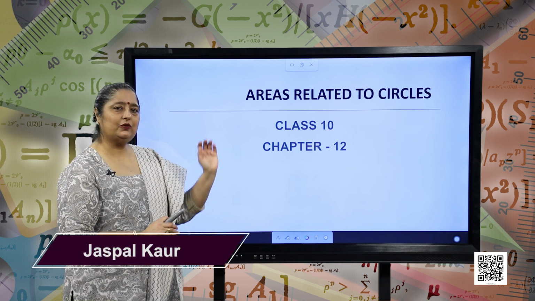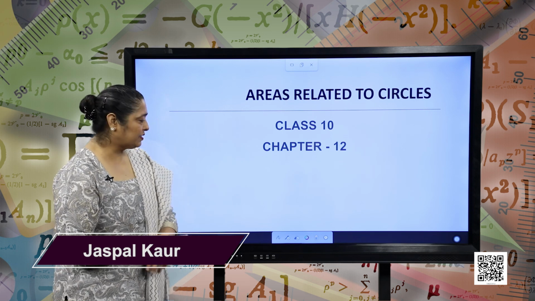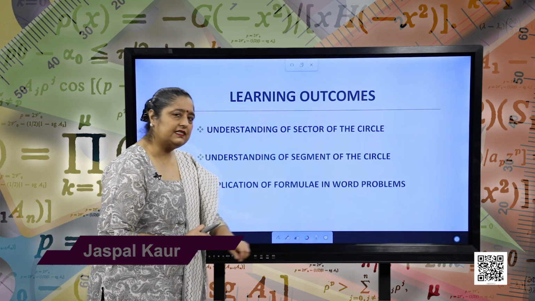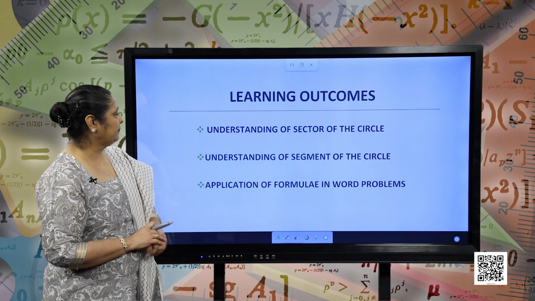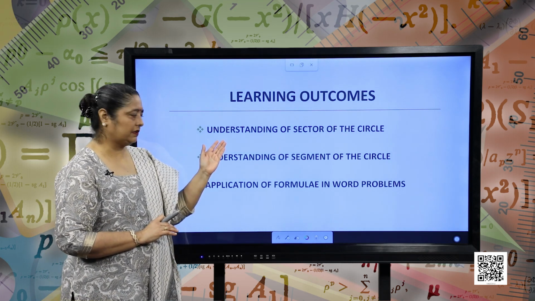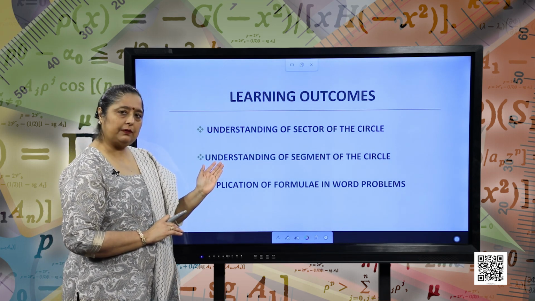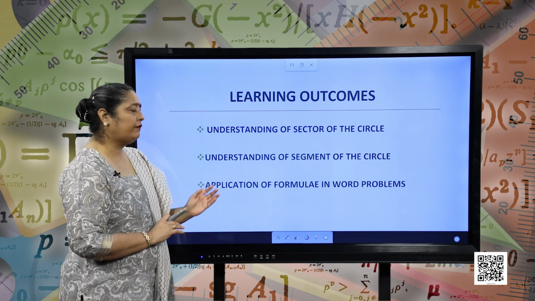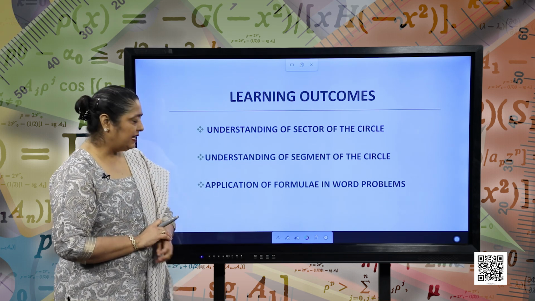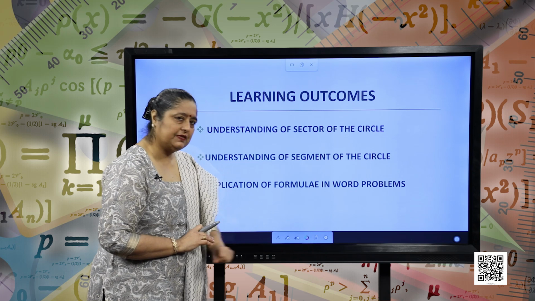Let us start with a new session of areas related to circles. Before that, let us see the learning outcomes of this session. Understanding the sector of the circle, understanding of the segment of the circle, application of formulas in word problems. Let us revise a few concepts.